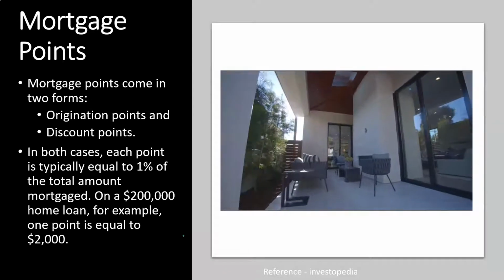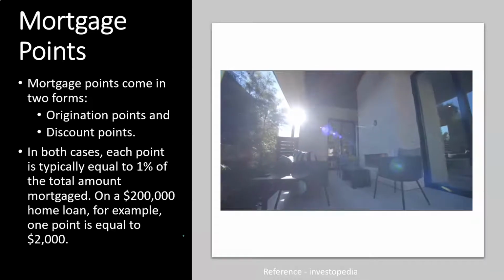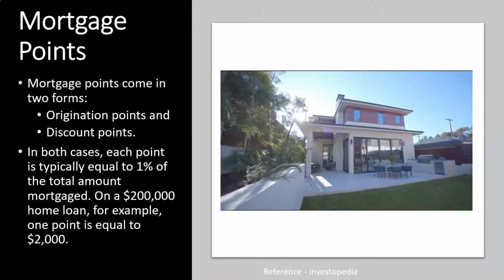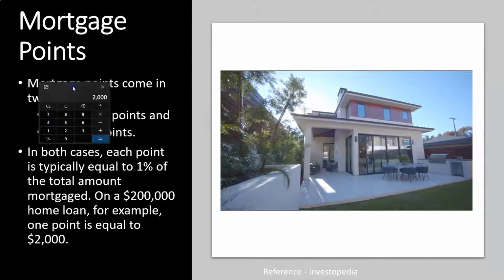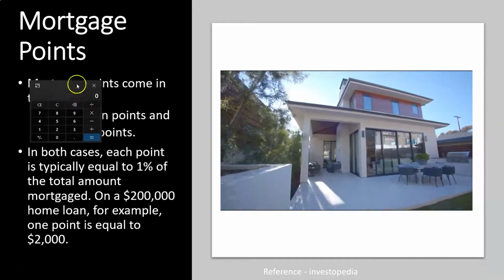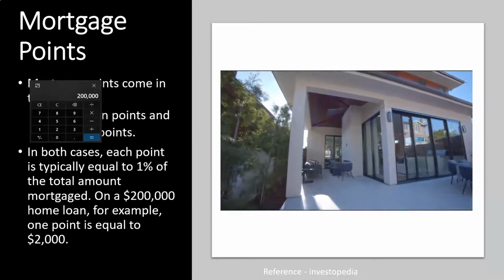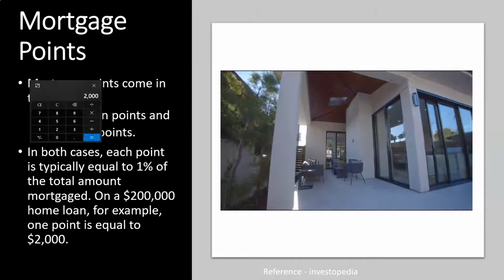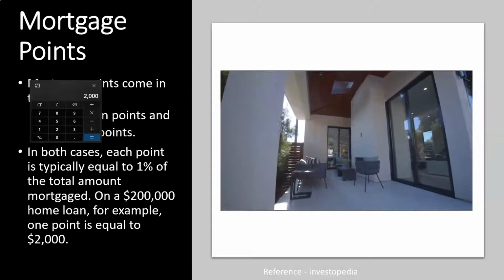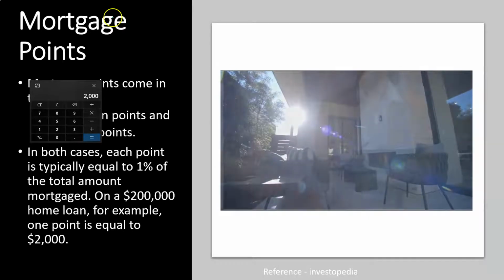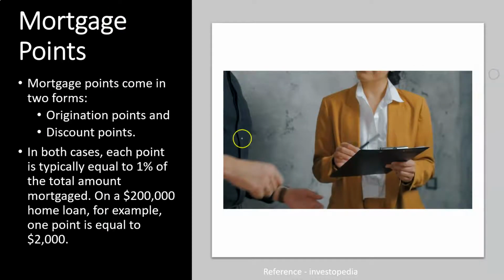Now, in both cases, each point is typically equal to 1% of the total amount mortgaged. So you want to confirm that that is indeed the case, but that's going to be the general rule. So for example, if you had a $200,000 home loan, then times 0.01 or 1% would give us the $2,000. So on a $200,000 home loan, 1 point is equal to $2,000.